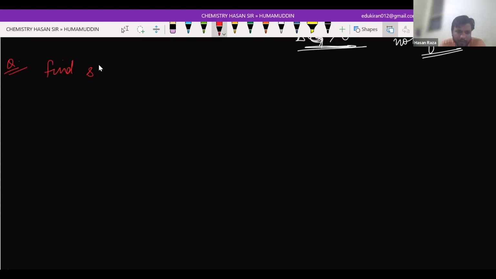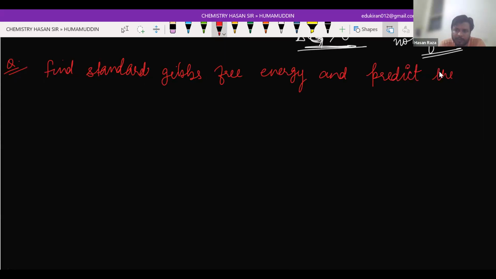Find a standard Gibbs free energy and predict the feasibility of the cell. And the cell is Zn slash Zn plus 2 double slash Cu plus 2 slash Cu.